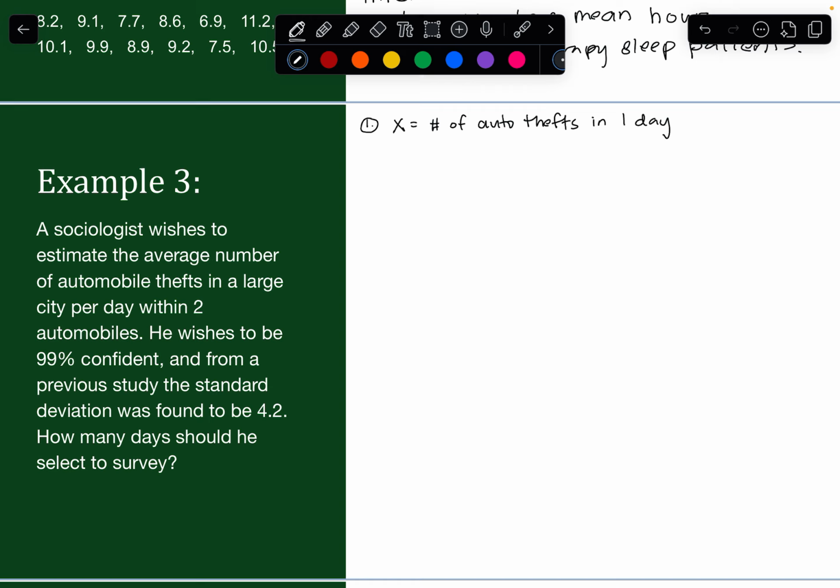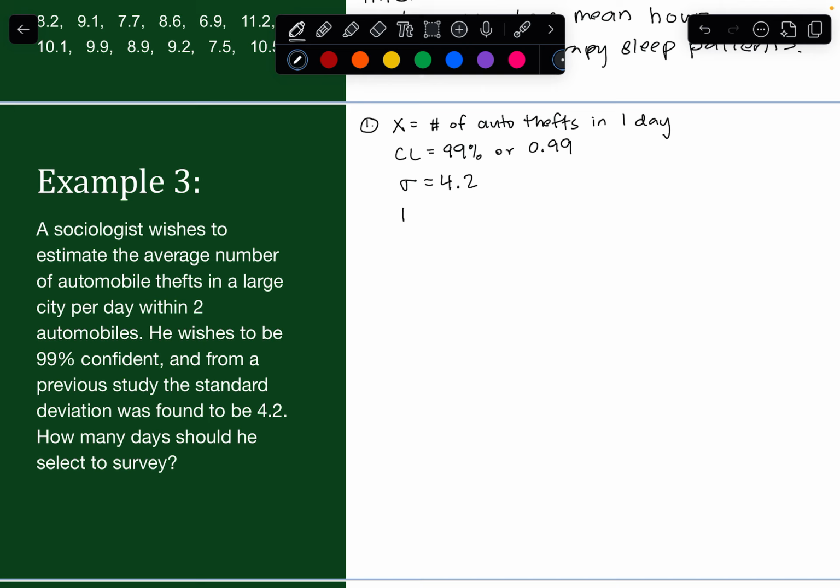We're told he wishes to be 99% confident, so we're working with a confidence level of 99% or 0.99. Says from a previous study, the standard deviation was found to be 4.2. We're assuming, since we weren't told it was a sample value, that that is a population value. And it says, how many days should he select to survey? Notice they didn't say construct a confidence interval. They asked how many days should we survey.